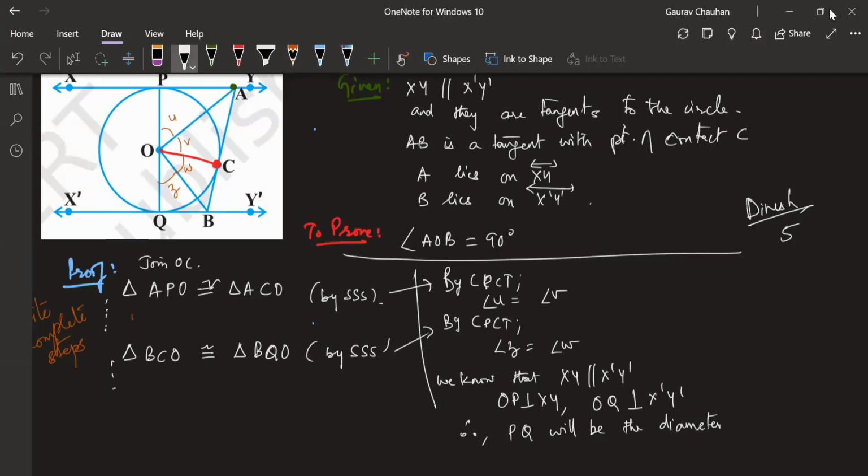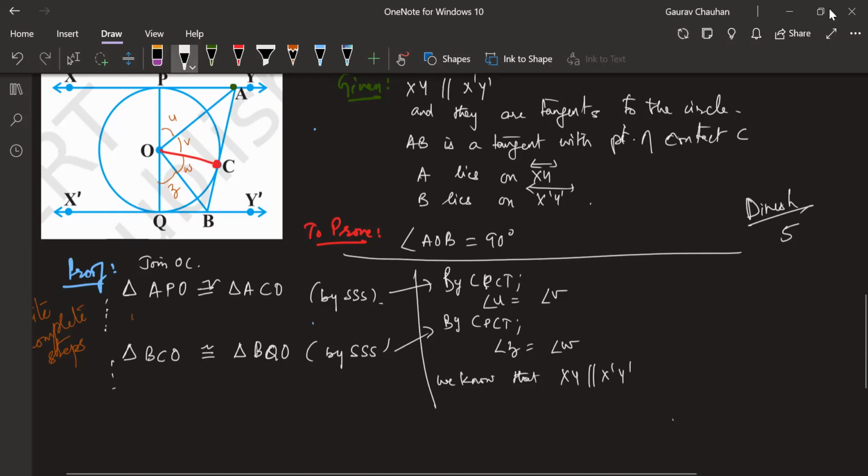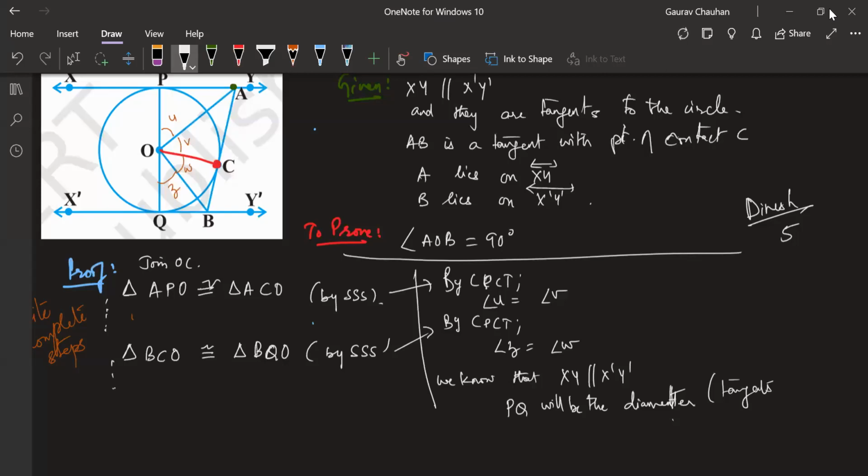Tangents at the end of a diameter are parallel to each other. I think that should be enough. You remember we have talked about that earlier. Yes, sir. So here PQ will be the diameter. We have already seen this. I think axiom probably, because we have not proved this theorem. Tangents at the ends of a diameter are parallel to each other.